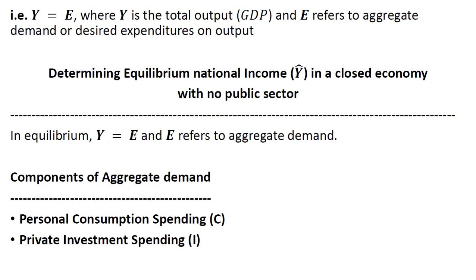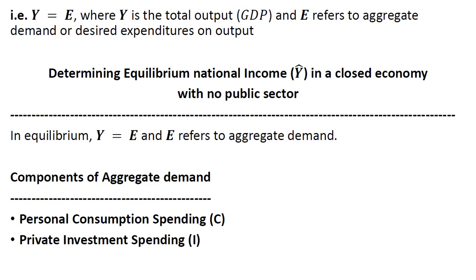So in equilibrium, Y should be equal to E, and E refers to aggregate expenditure or aggregate demand. So what are the components of aggregate demand? We have personal consumption spending and private investment spending. Somebody will ask why, since we have studied how to determine GDP using the expenditure approach, we are worrying ourselves again in this topic.